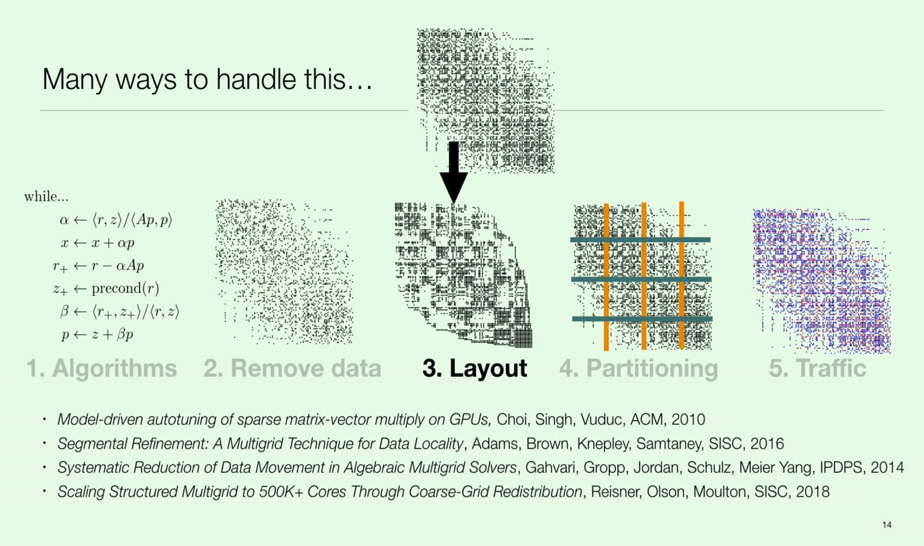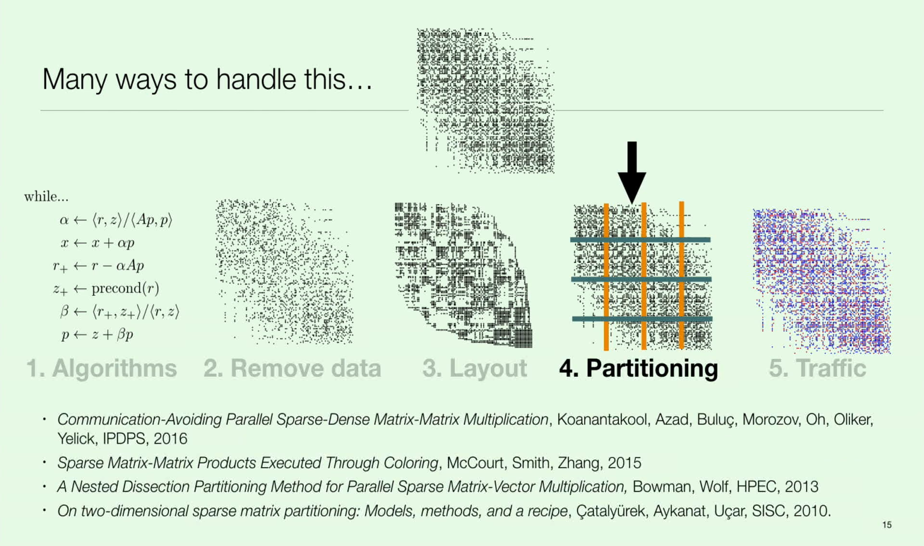And then, of course, there are different layouts. We can think of them in multiple different ways, either restructuring the matrix itself or redistributing parts of the data, especially at lower levels of the multigrid hierarchy. And of course, there are different ways of handling the sparse matrix operations. I showed you a 1D partition of the matrix. There are many ways of doing this. There's an excellent article by Bowman and Wolf on different types of partitionings and some more recent works as well.